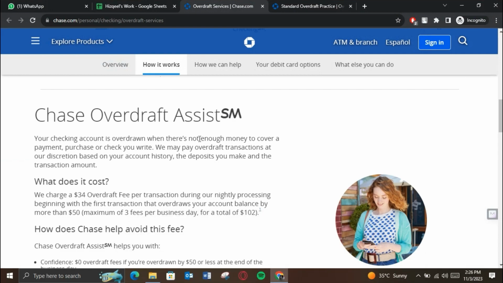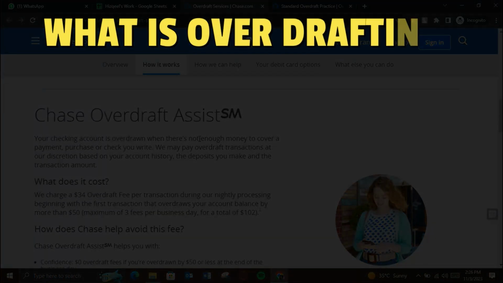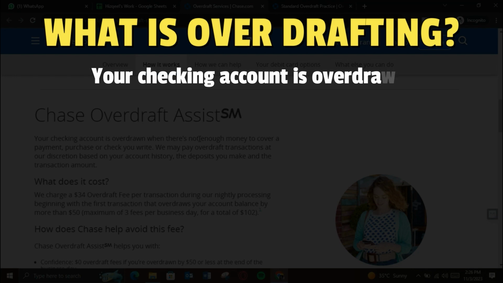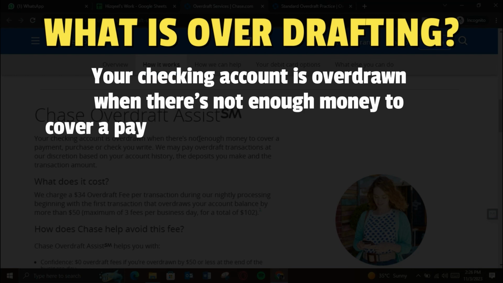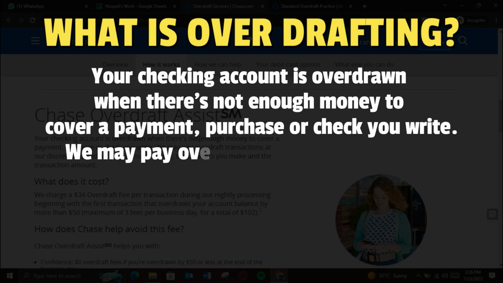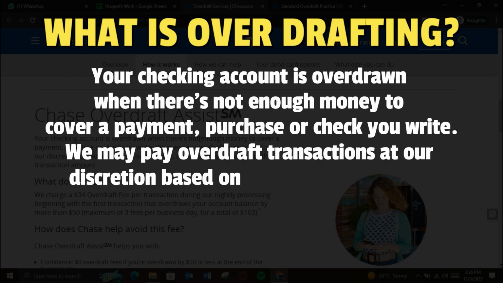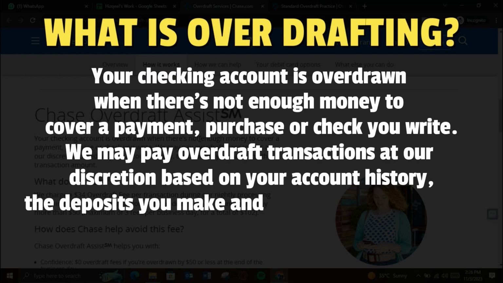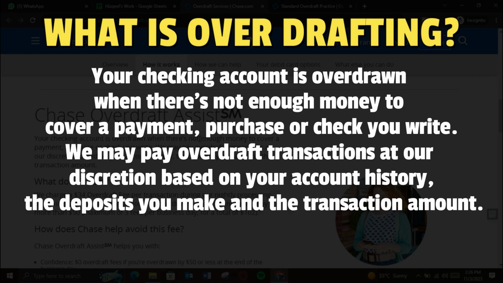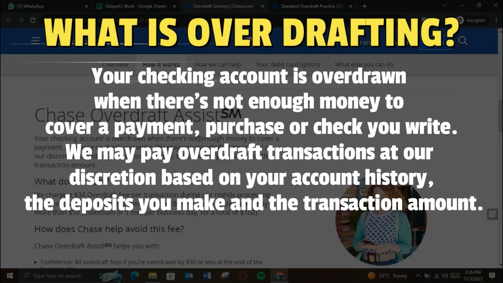To overdraft your Chase account, there are certain rules or limits that you would need to follow. First of all, what is overdrafting? Your checking account is overdrawn when there is not enough money to cover a payment, purchase or check you write. We may pay overdraft transactions at our discretion based on your account history, the deposit to make the transaction amount.